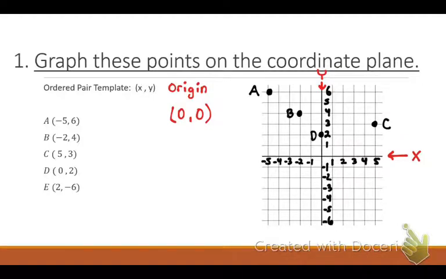Last and final one. Repeat after me. Start at the origin. Then go left or right. Which way do I go for that one? I'm going to go right. How many? 2. And finally, repeat after me. Then go up or down. Am I going up or am I going down? Down to -6. And label that point E. All right, so that is how you label points on the coordinate plane. Are there any questions?